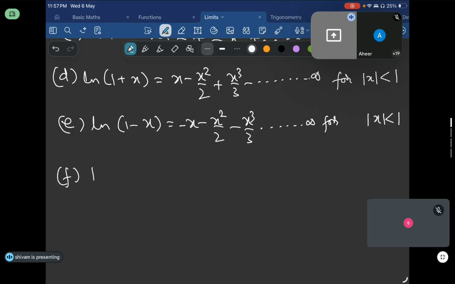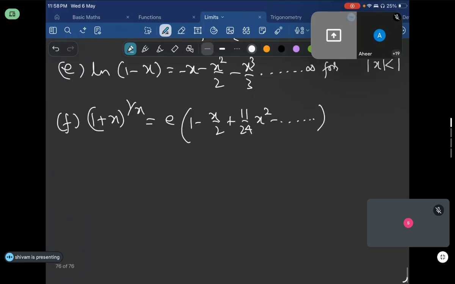Next, number f, 1 plus x whole to the power 1 by x. This will be equal to e into 1 minus x by 2 plus 11 by 24 into x square minus and so on. Okay, next, number g, e to the power x, everyone knows: 1 plus x square by 2 factorial plus x cube by 3 factorial plus and so on.